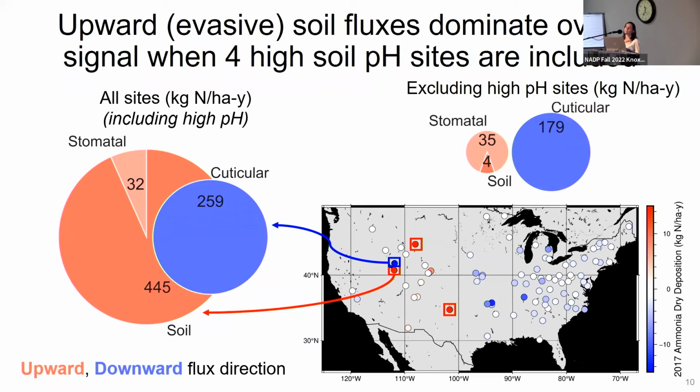And so if we exclude these high soil pH sites, we get something that I think looks a little bit more like we might anticipate, where the fluxes are net downward, and the cuticular budget dominates the overall signal. And so we might ask ourselves, do we think that what this framework is suggesting, in terms of this very large influence of soil fluxes, is realistic?